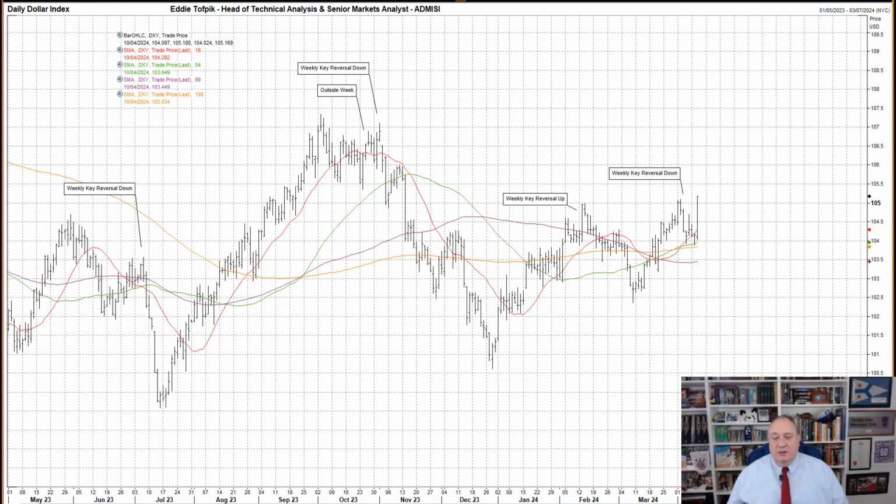If we take a look at the US dollar index as a proxy for all of these, we have seen since last Friday a small tentative move lower, which today has seen a massive countering move higher, such that we're actually on the verge of an immediate countering weekly key reversal up for the dollar for this week. Very interesting, so keep your eye on this.